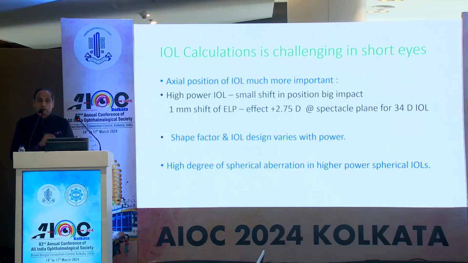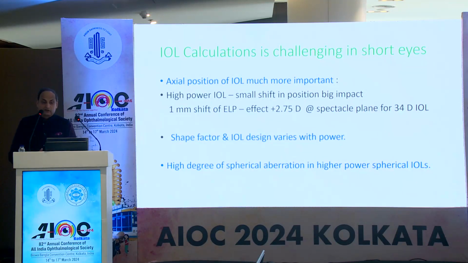1 millimeter shift of effective lens position affects about 2.75 diopters of spectacle power for an IOL which is about 34 diopters, and it changes when it becomes 40 and 45. The shape factor and IOL design are also very important. So this is no longer the purview of our IOL power calculation. It's the IOL design, and the IOL power makes the difference in our IOL power calculation.